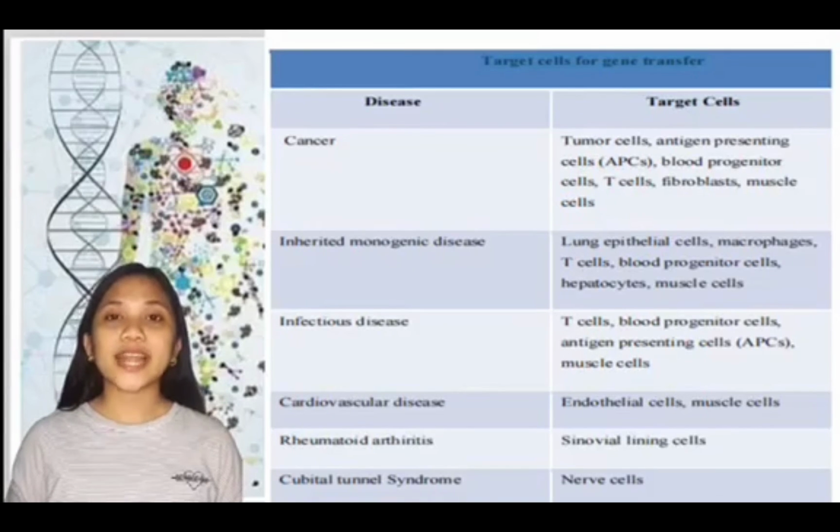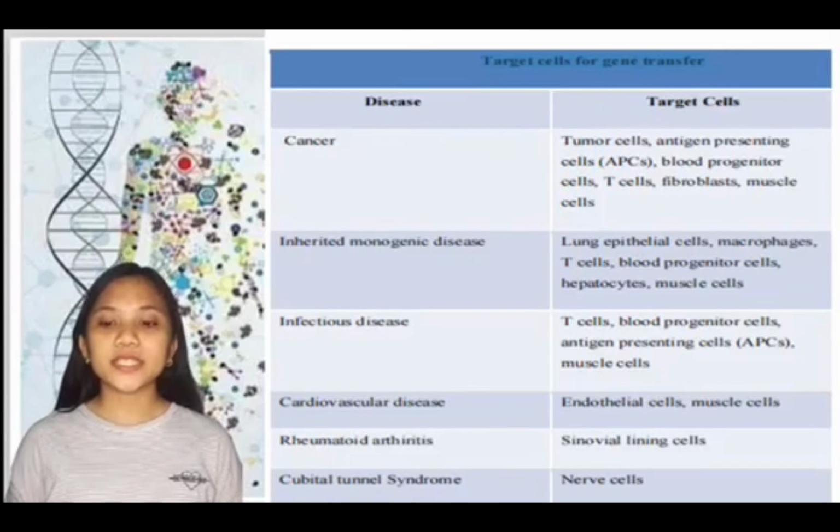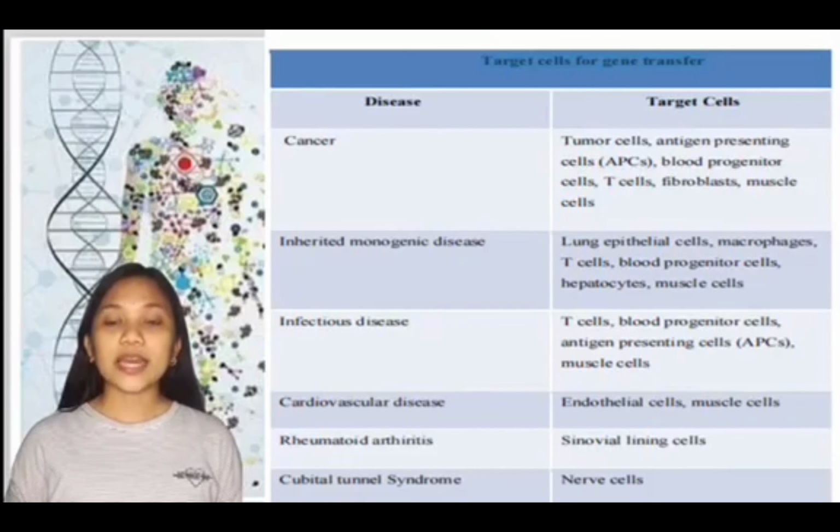Target cells for gene transfer. These are the following diseases and their target cells. Number 1, cancer. The target cells of cancer are tumor cells, antigen-presenting cells or APC, blood progenitor cells, T cells, fibroblasts, and muscle cells. Next is inherited monogenic disease, and its target cells are lung epithelial cells, macrophages, T cells, blood progenitor cells, hepatocytes, and muscle cells.